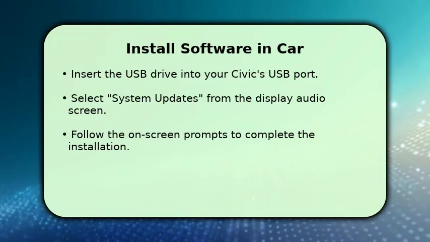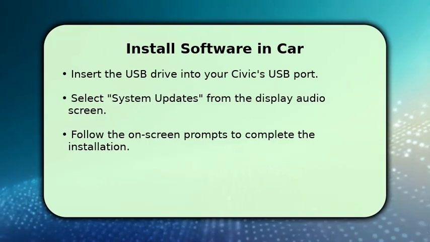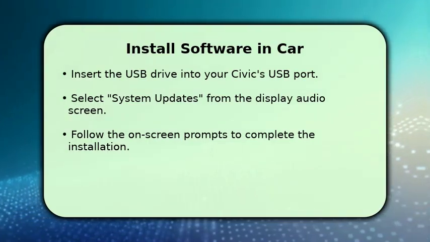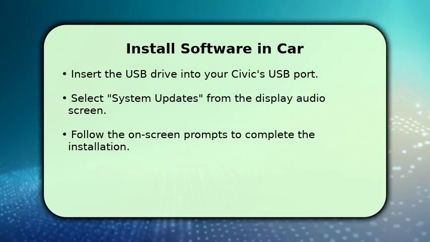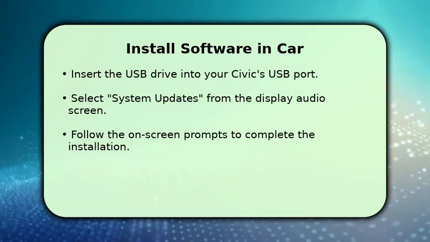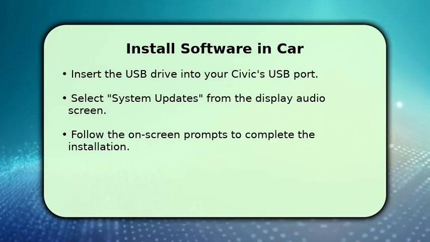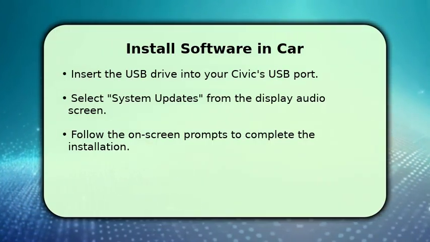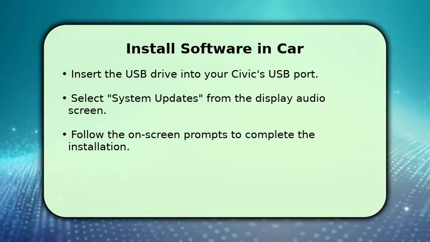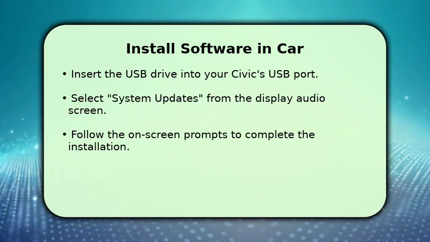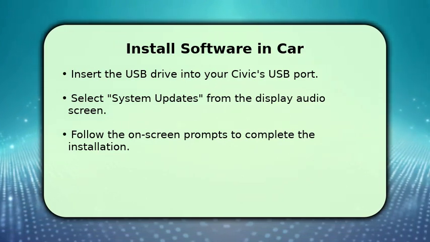With the update files on your USB, insert the drive into your Civic's USB data port. On your car's display audio screen, navigate to System Updates and select the Via USB option. The system will then guide you through the installation process with clear on-screen prompts. Remember not to operate the display audio during this time.